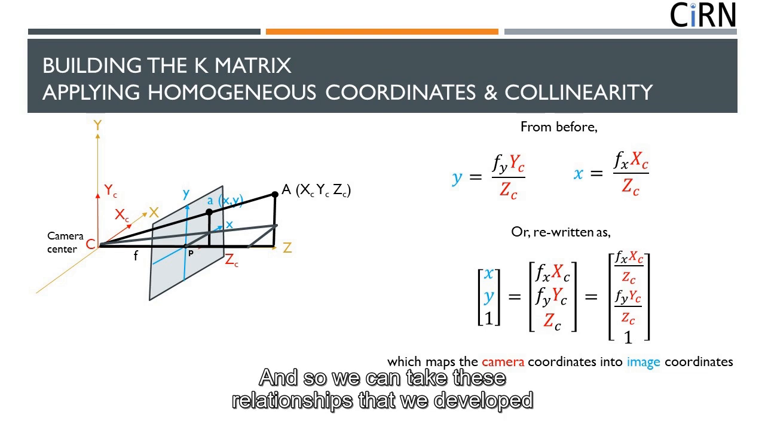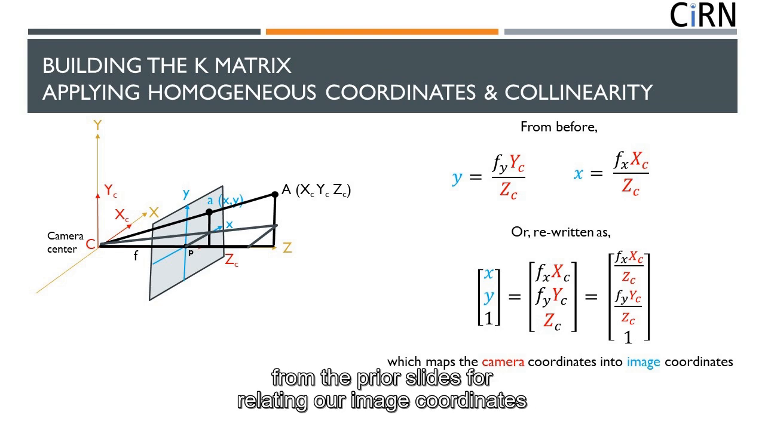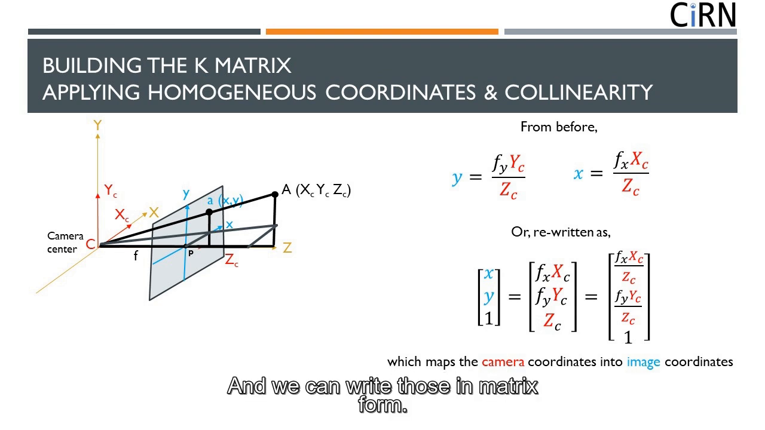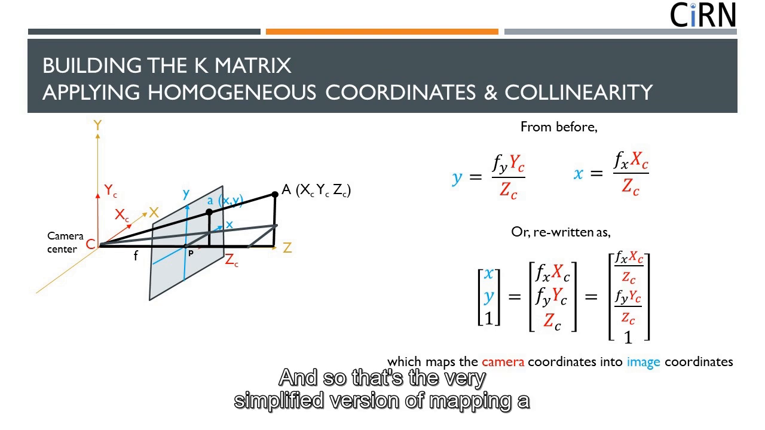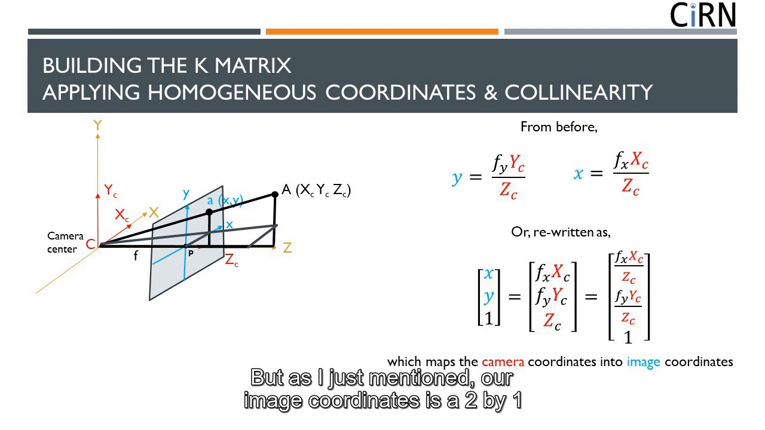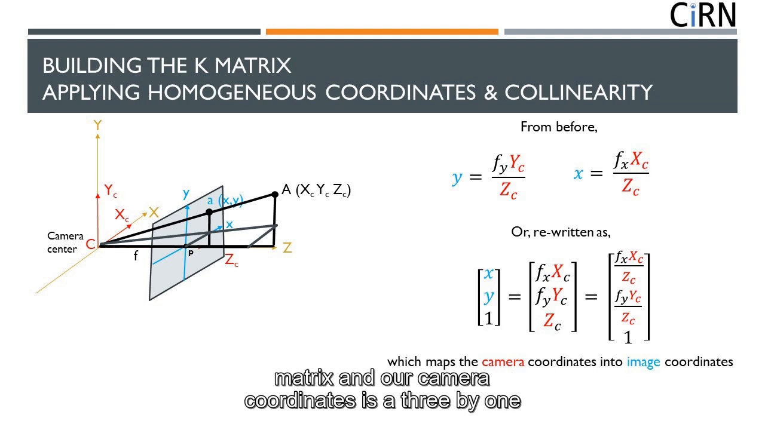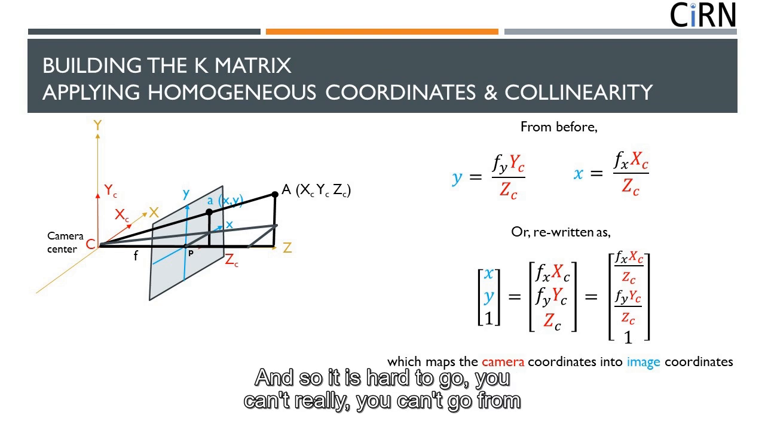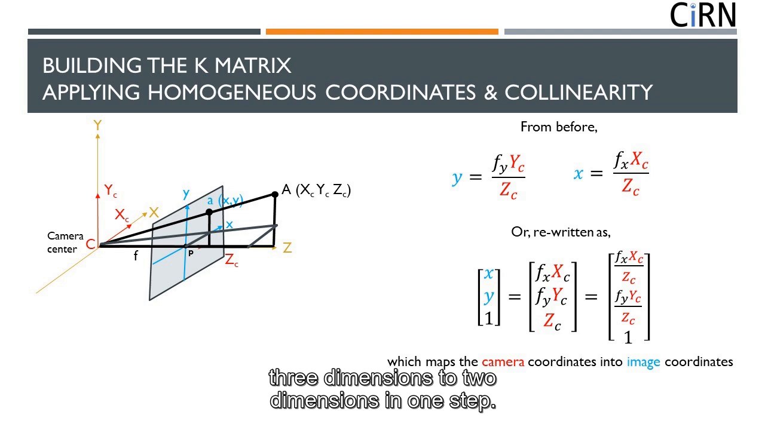And so we can take these relationships that we developed from the prior slides for relating our image coordinates, X and Y, to our camera coordinates, X, Y, and Z, and we can write those in matrix form. That's the very simplified version of mapping a camera coordinate into an image coordinate. But as I just mentioned, our image coordinates is a 2x1 matrix, and our camera coordinates is a 3x1 matrix. We're trying to do this all in matrix multiplication steps, and you can't go from 3 dimensions to 2 dimensions in one step.